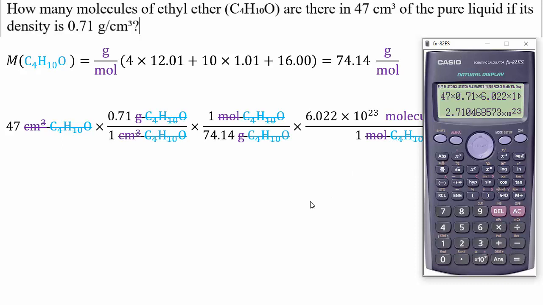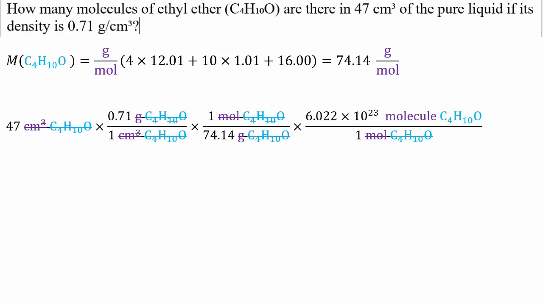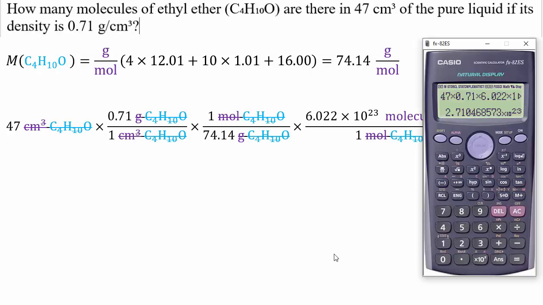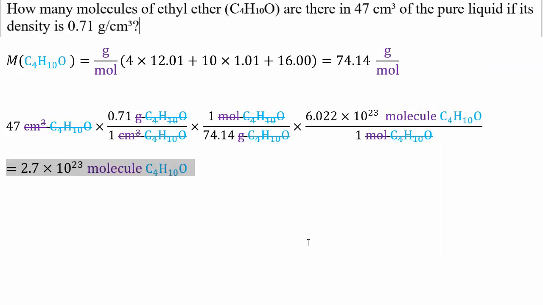Remember, the data given by the statement is assumed to be measurements, and both the density and the volume have 2 significant figures, so we round to 2 significant figures. Given that the first non-significant figure is less than 5, we round down, and the solution is 2.7 times 10 to the power of 23.